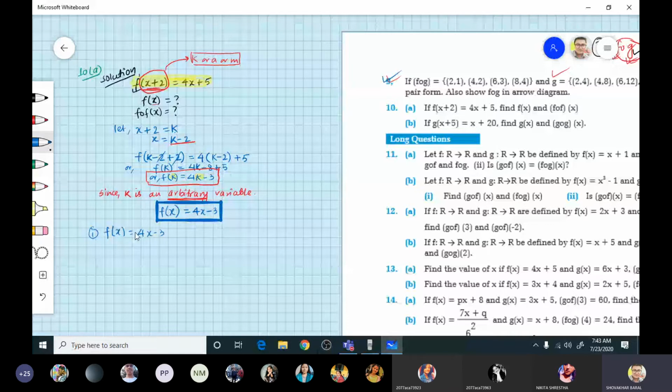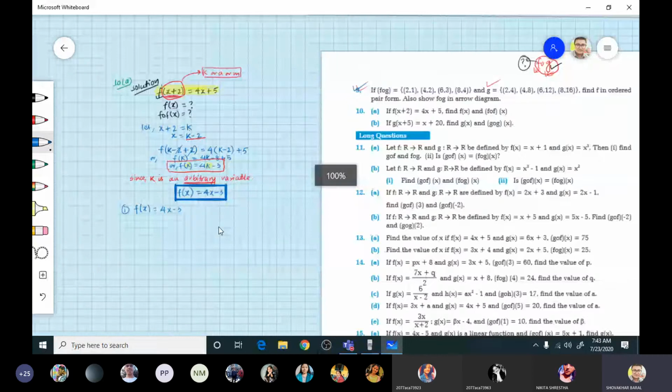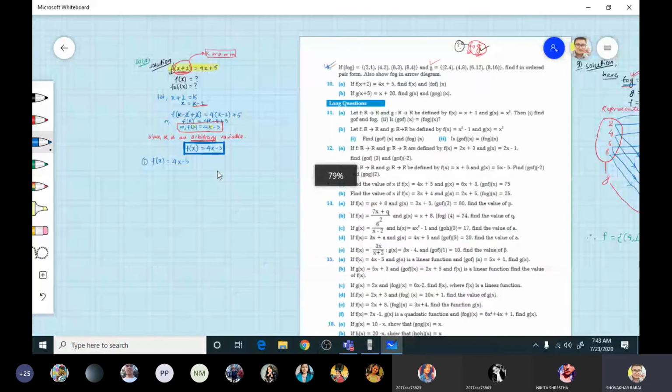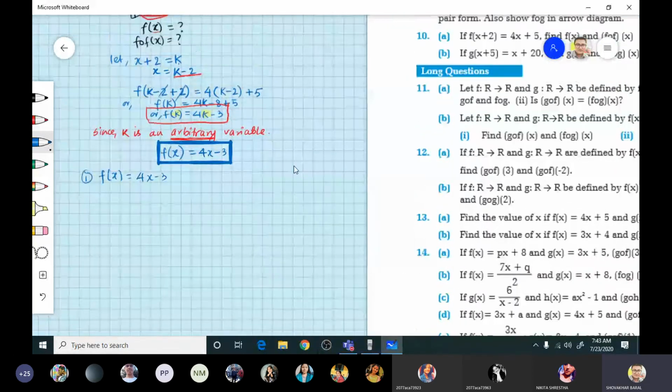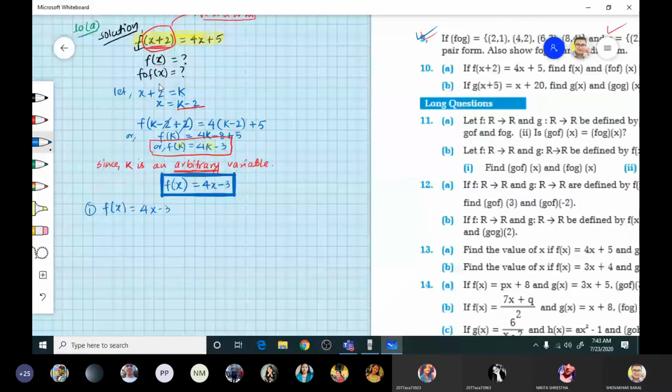Now, we are supposed to find f composite f of x. So let's find that also. The question asks you to find f composite f of x. Let me find that in the second part of the question. If you are well familiar with these things, then you can do it yourself also. F composite f of x can be written as f o f of x. Now let me replace this f of x with the value of the function. The functional value is 4x minus 3.